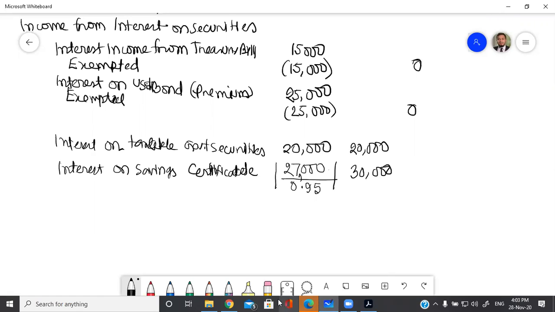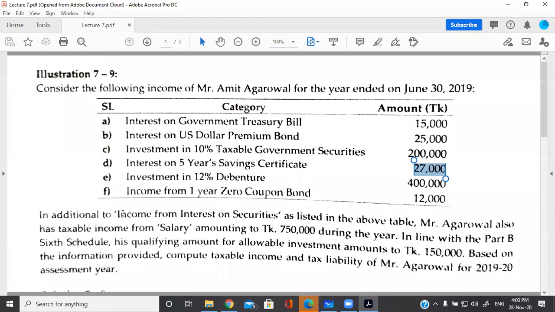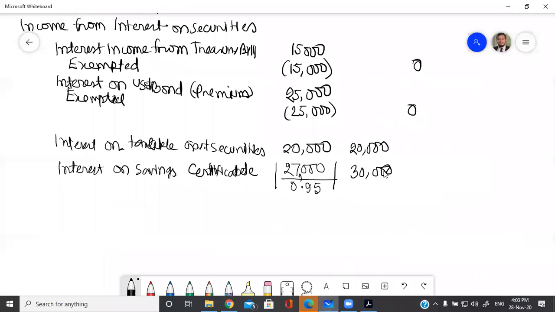Let me check the TDS percentage, whether there is any mention here in the problem. Yeah, if it is 5%, in that case 28,500. Okay. So far I can recall that it is to be 5%. So in that case it is 0.95 and it will be 28,500. But remember, TDS is not always 5%. TDS 5%, 10%, it varies.